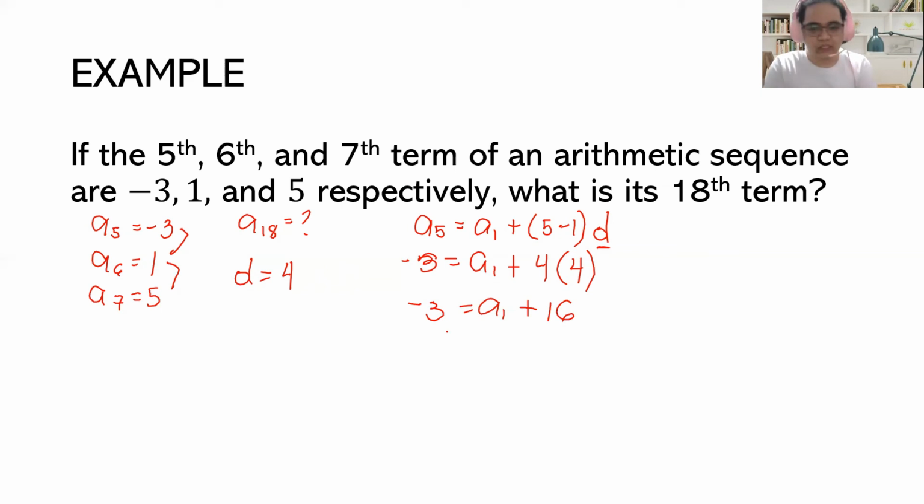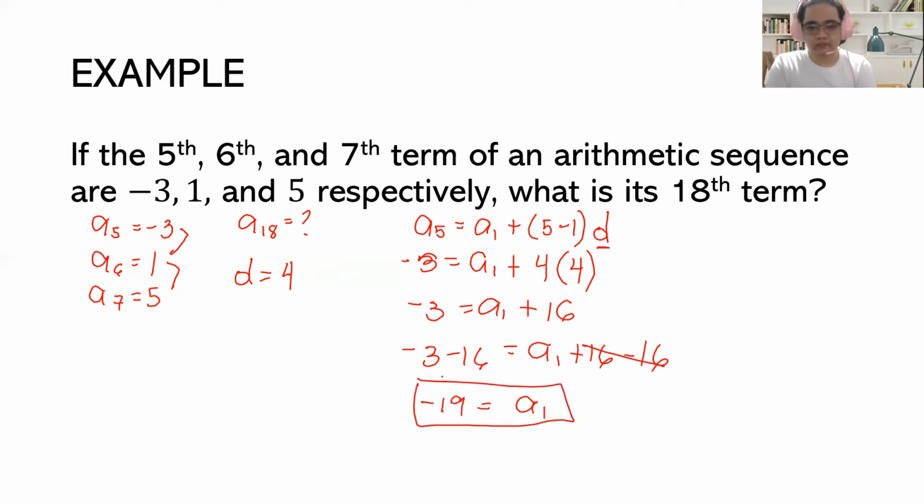Okay, so subtract 16 on both sides. So we have negative 3 minus 16 equals a sub 1 plus 16 minus 16. So ma-eliminate na natin yung 16. Matitira na lang a sub 1 and that will be negative 19. Okay? So since meron ka ng a sub 1, meron kang d, makukuha na talaga yung 18th term.